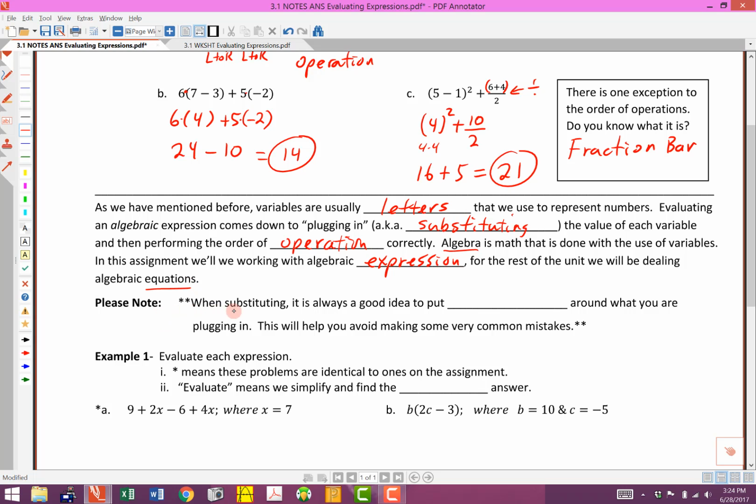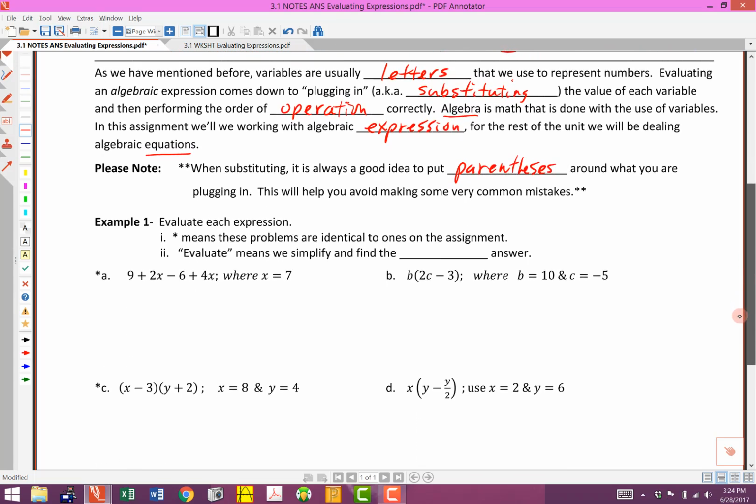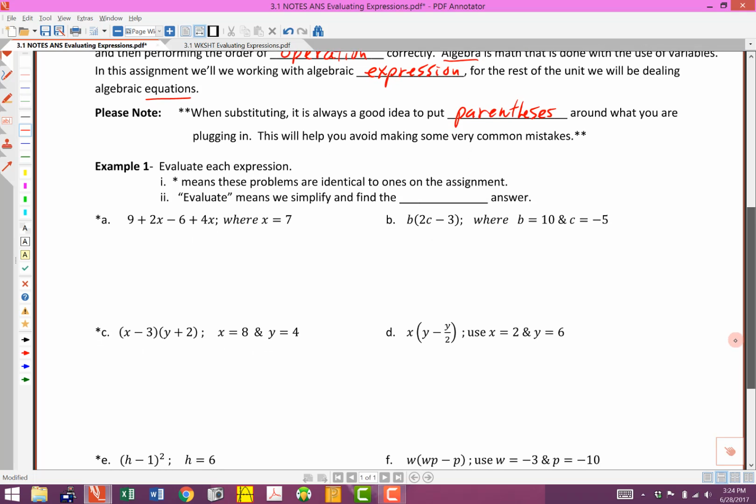Now, please make sure you're aware of this. When we're substituting, it's always a good idea to put parentheses around what you're plugging in, around what you're substituting for. And this is going to help you avoid some really common mistakes. When people make mistakes, it's typically because they're not plugging things in parentheses and making sure that they're carrying out that order of operations correctly.